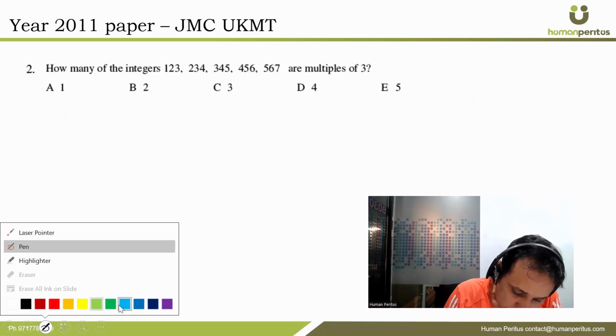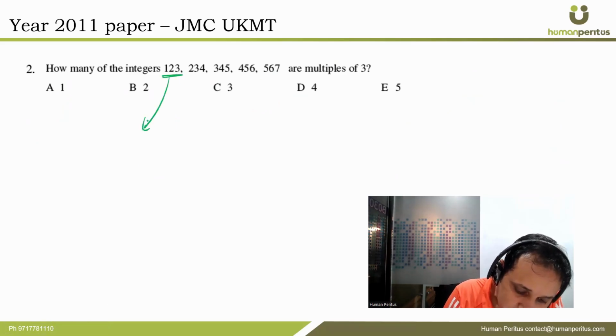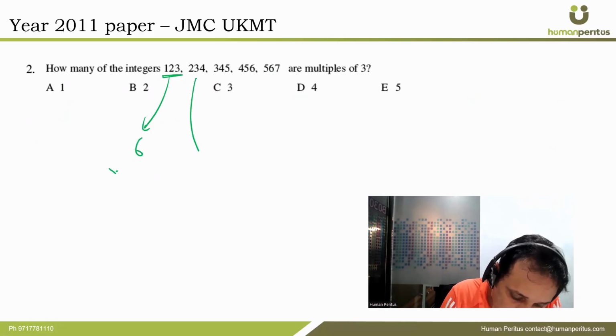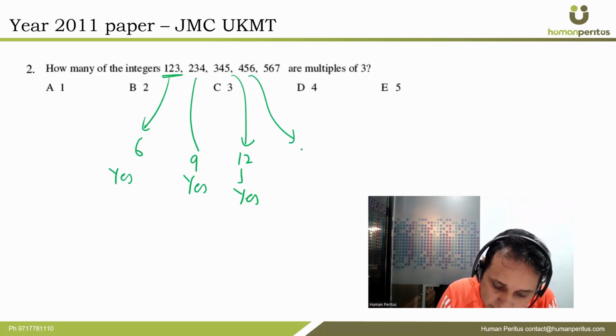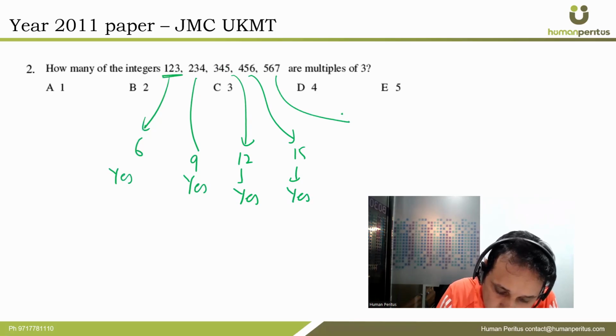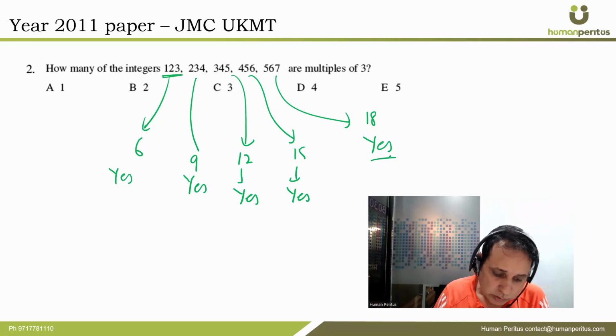Again, guys, quite an easy one. So I take this one, I sum the digits and the sum comes out to be 6. Yes, multiple. So I write yes. This is 2 plus 3, 5, 9. Again, yes. This is 3 plus 4, 7 plus 12. Again, yes. This 4 plus 5, 9 and 9 plus 6, 15. Yes, this is also a multiple. What about this? This is 18. Yes.